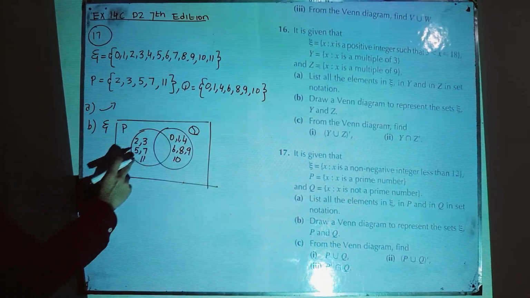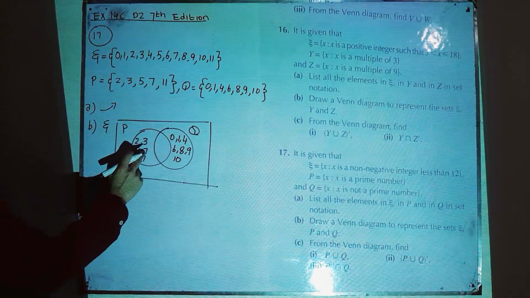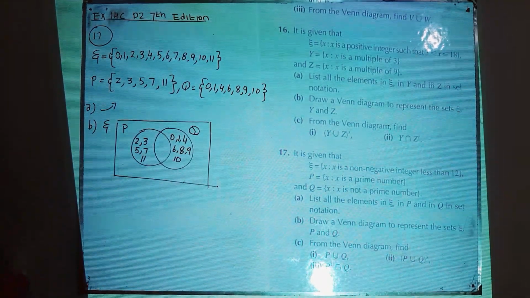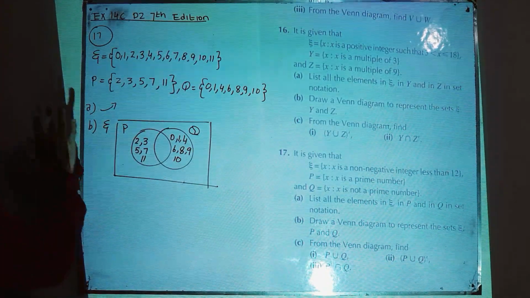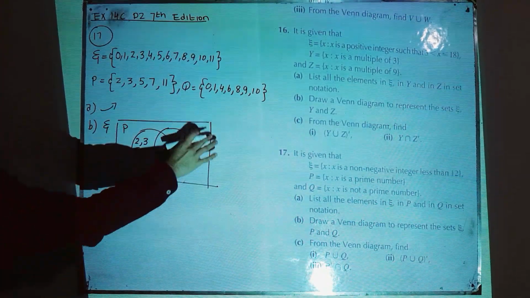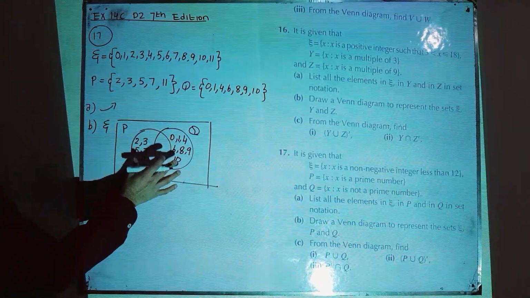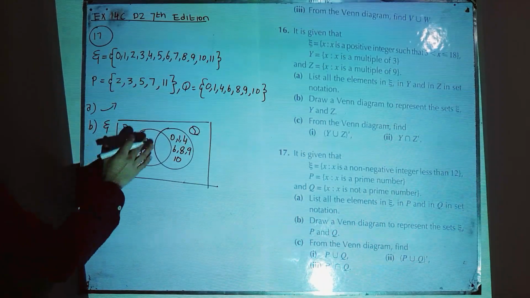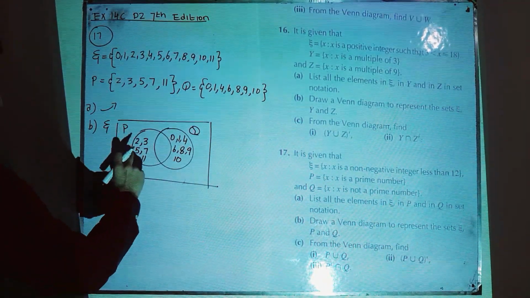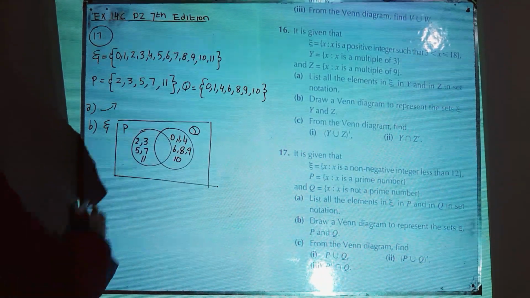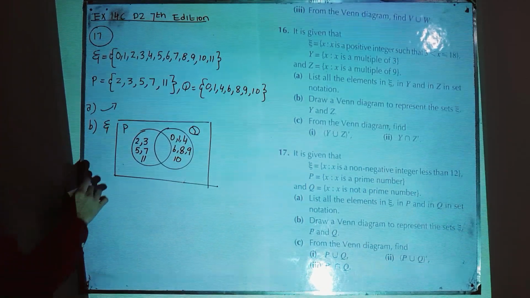1 is over here, 2 is here, 3 is here, 4 is here, 5 is here, 6, 7, 8, 9, 10, 11. All the elements of the universal set are within these circles. The main purpose is to have all the elements of the universal set within this rectangle, and these circles are part of this rectangle. Again, 0, 1, 2, 3, 4, 5, 6, 7, 8, 9, 10, 11. That's fine, this is the Venn diagram.